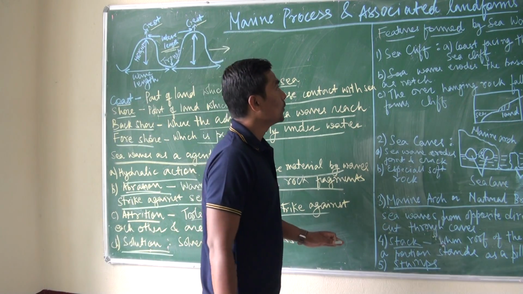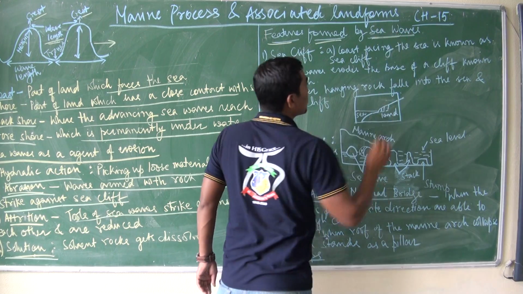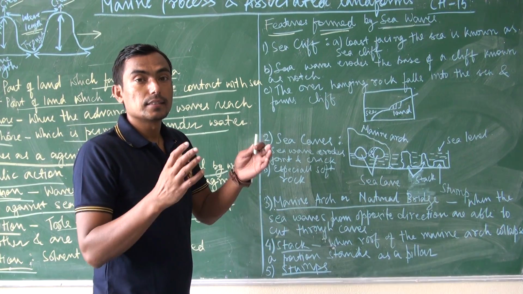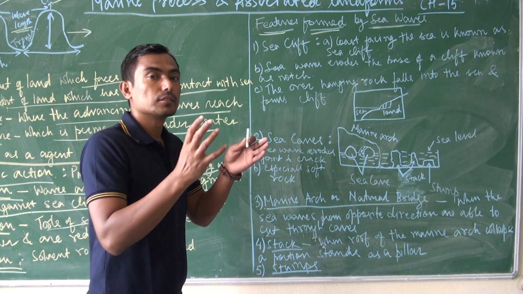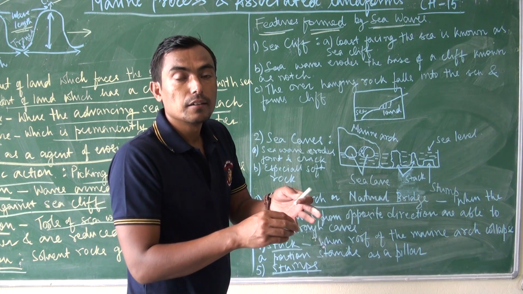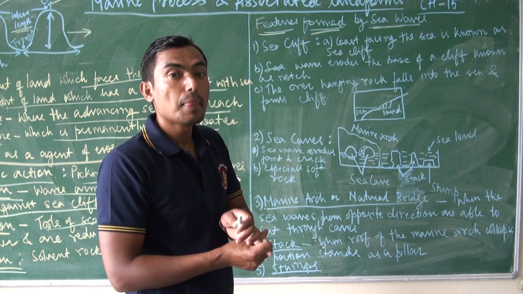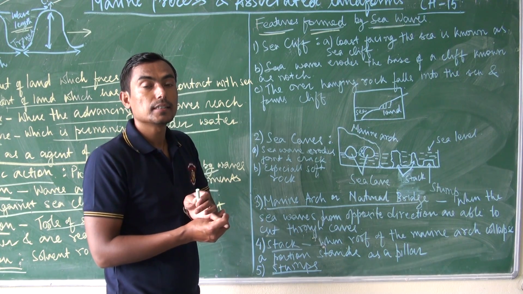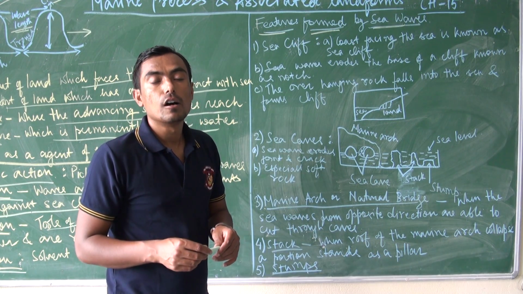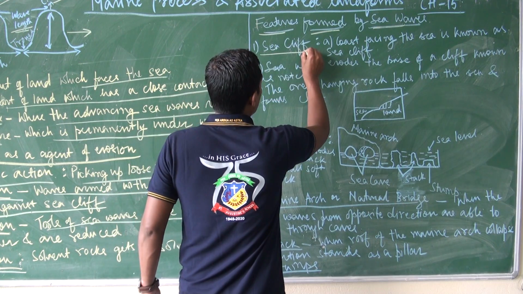Now let us move on with the next, that is the features formed by sea waves. I've already told you that whenever sea waves have enough velocity, armed with many materials picked up on their path, and those picked up materials strike against the land, it results in the formation of different types of landforms. The first one is the sea cliff.